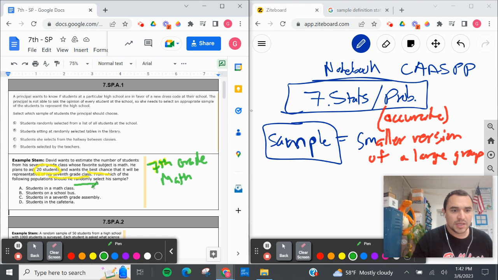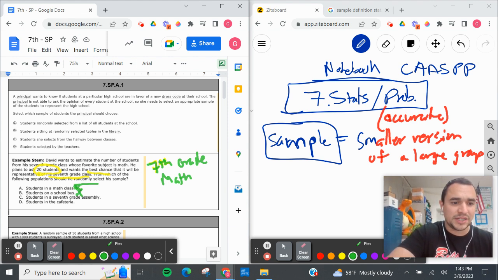Students in math class? I guess, but if they're in math class, they're probably going to favor math. So that's not really random. Students on a school bus? Not everyone is really on a school bus. Some drive, some walk, or some take bikes. So I don't think math class is a good indicator because it's not completely random. I don't think school bus either.